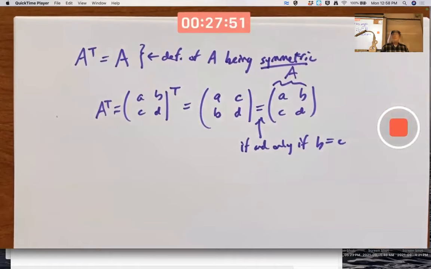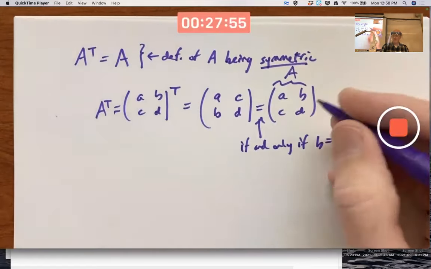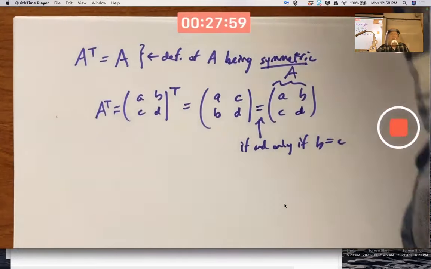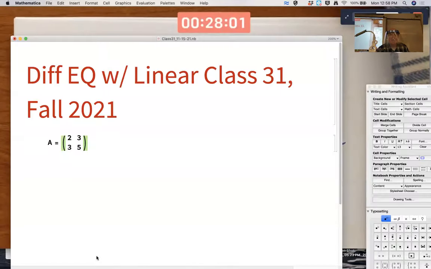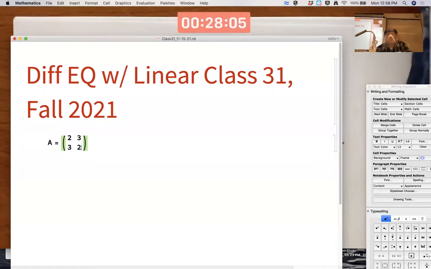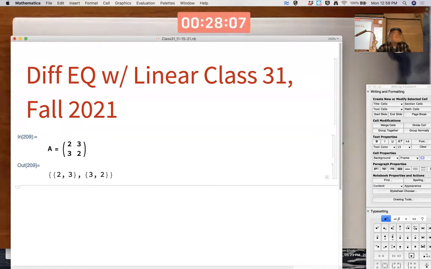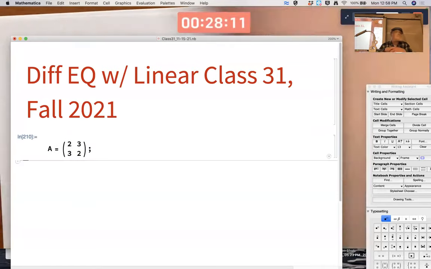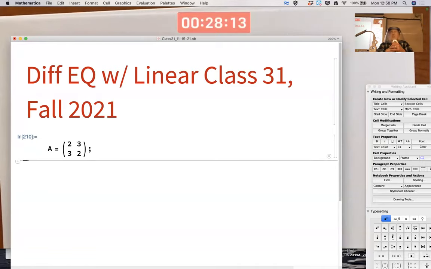It is special enough to have a name called a symmetric matrix, and it doesn't matter what A and D are. They can be anything. I happen to pick A and D to be the same for this example. I'm going back to the original. But I didn't have to. It just makes the math work out nicer when I do.